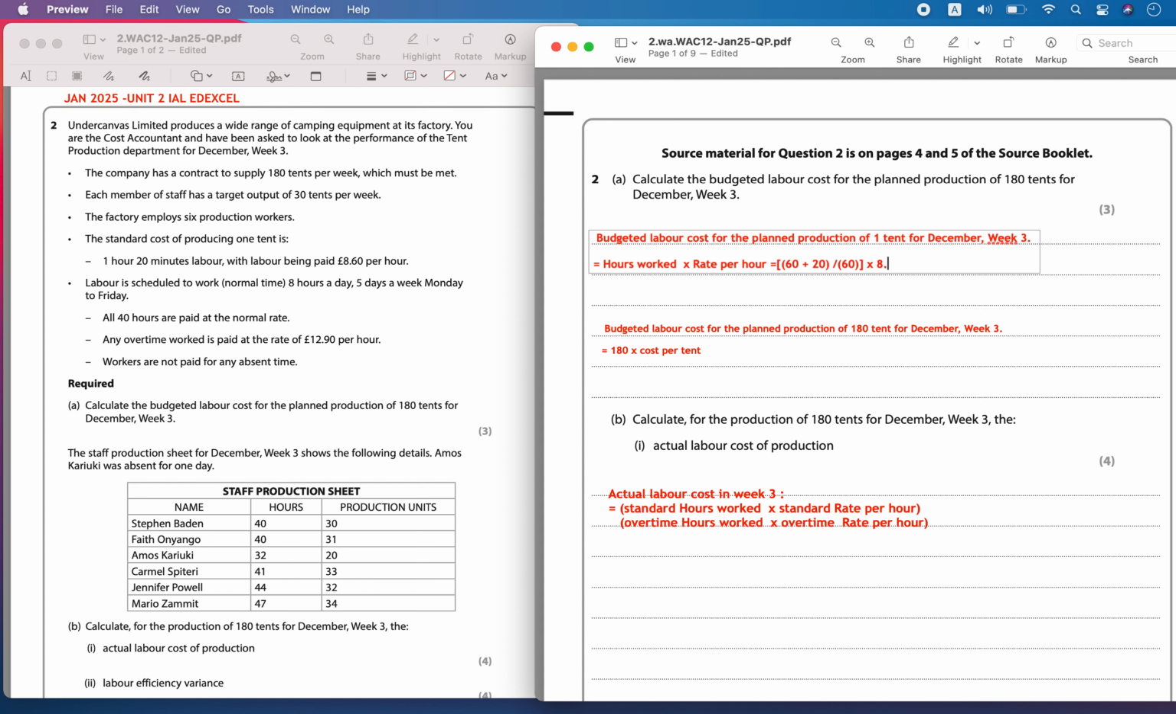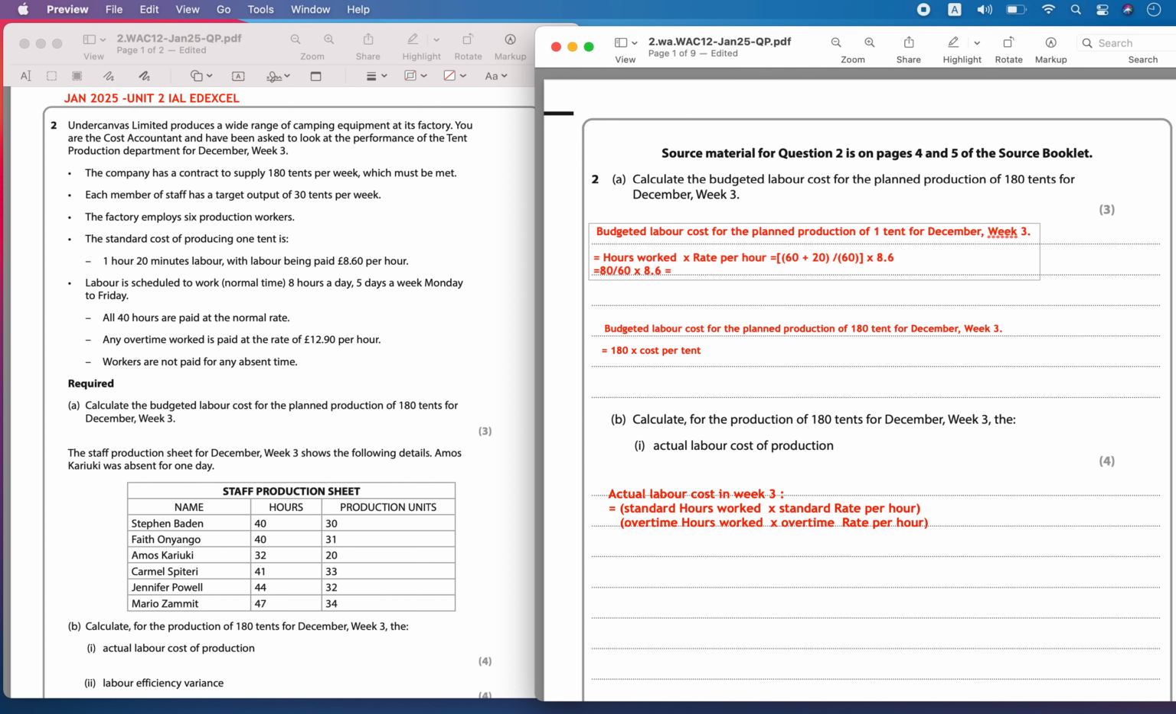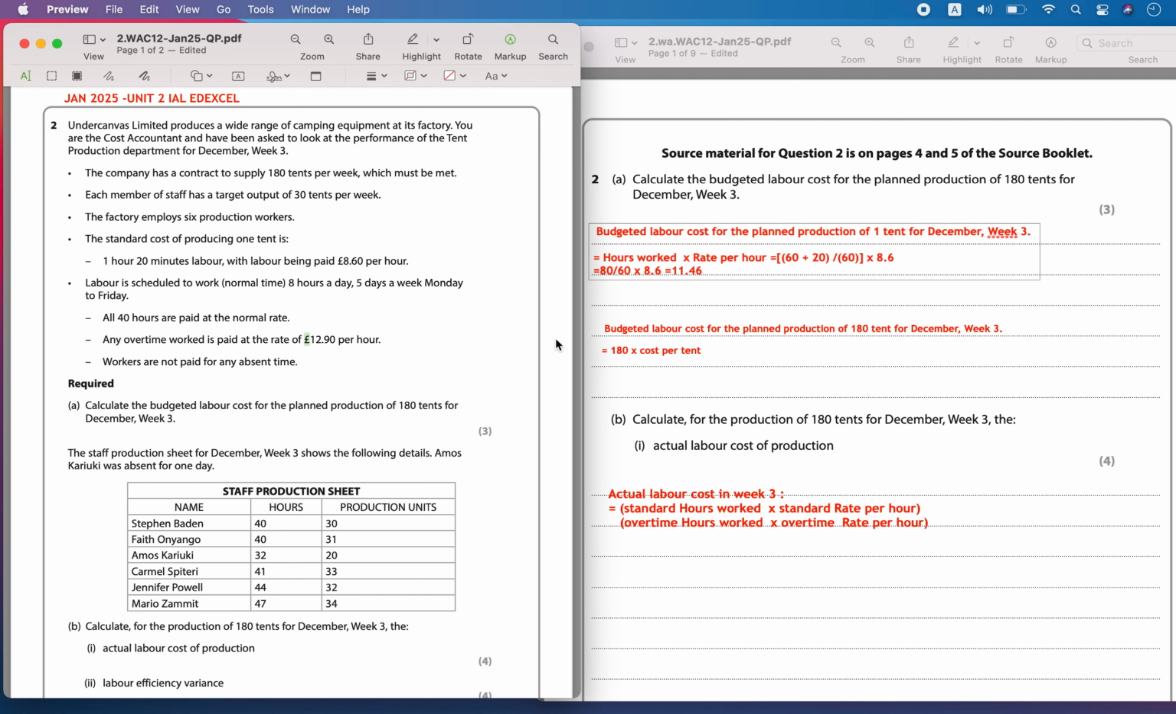Times the rate of payment, which is 8.6 per hour. So that is equal to 80 by 60 times 8.6, which is equal to 11.466. So 11.466 pounds is the cost. Okay, so you will write it this much.